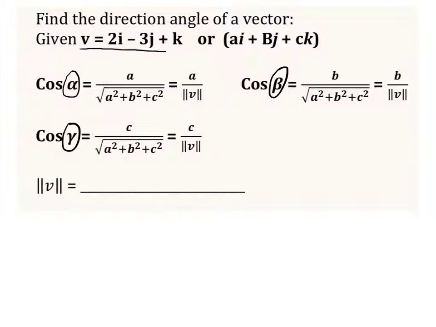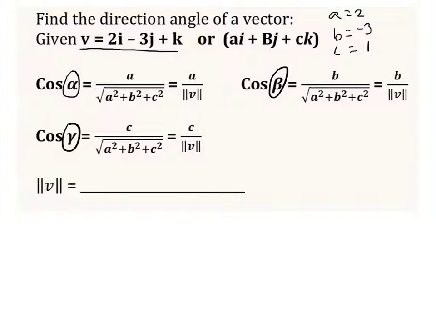So if you have a vector like this, 2i minus 3j plus k, you have a, b, and c. A equals 2, b equals negative 3, and c equals 1, just like before. All right? And so we're going to use this information to solve for our direction angles. Okay? And where these 3 angles intersect, essentially, is where our vector finishes, terminates in space.